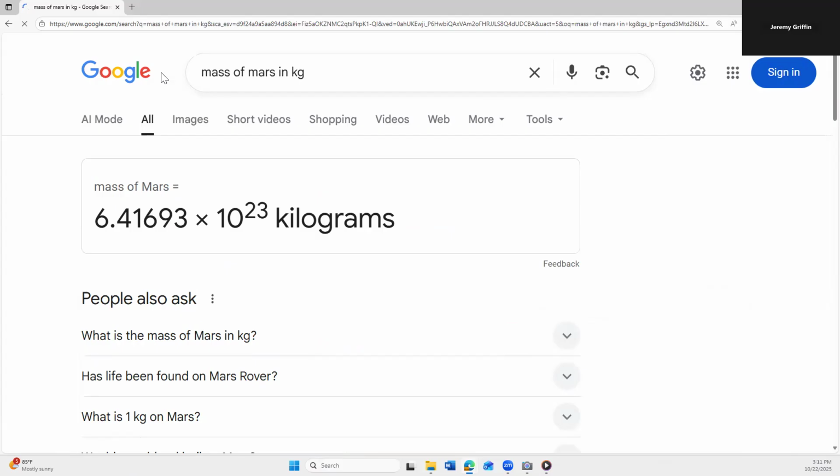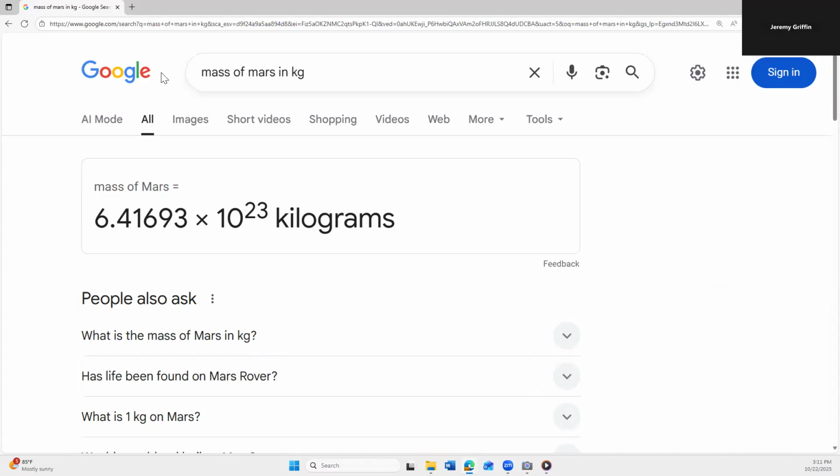So I'm writing this on paper. Mass of Mars is 6.42. I'll call it 6.42, and that's times 10 to the 23 kilograms. You guys remember Earth was 5.98 times 10 to the 24? What if I round both of those numbers to 6? So Earth is 10 to the 24, Mars is 10 to the 23.